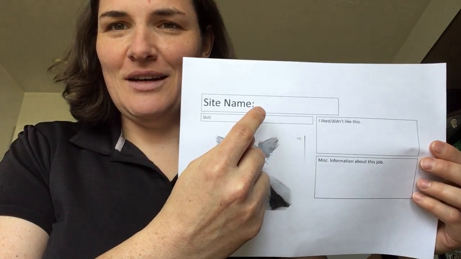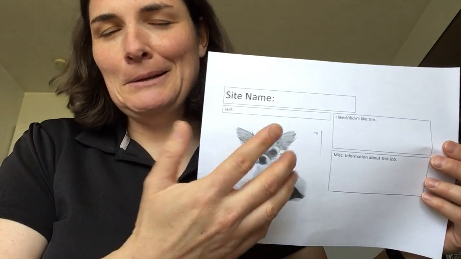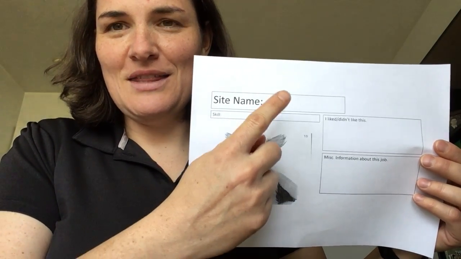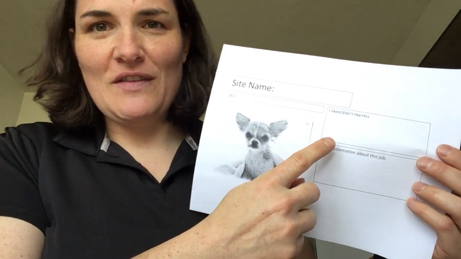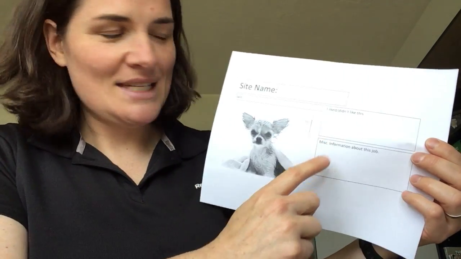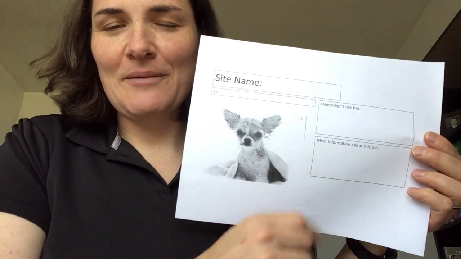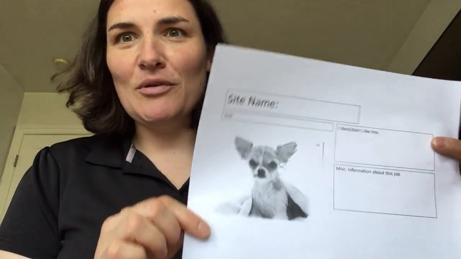So we have a place for the name of the activity. Again, this is a picture of a dog. But if it was a picture of your student doing something, they would put an explanation of the picture here, and they would say what they liked and what they didn't like, or any other miscellaneous information about that.